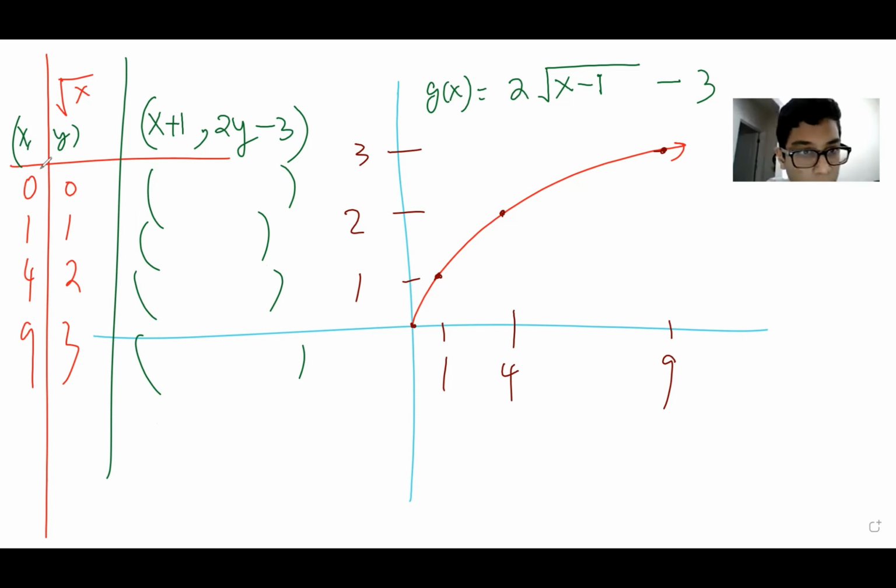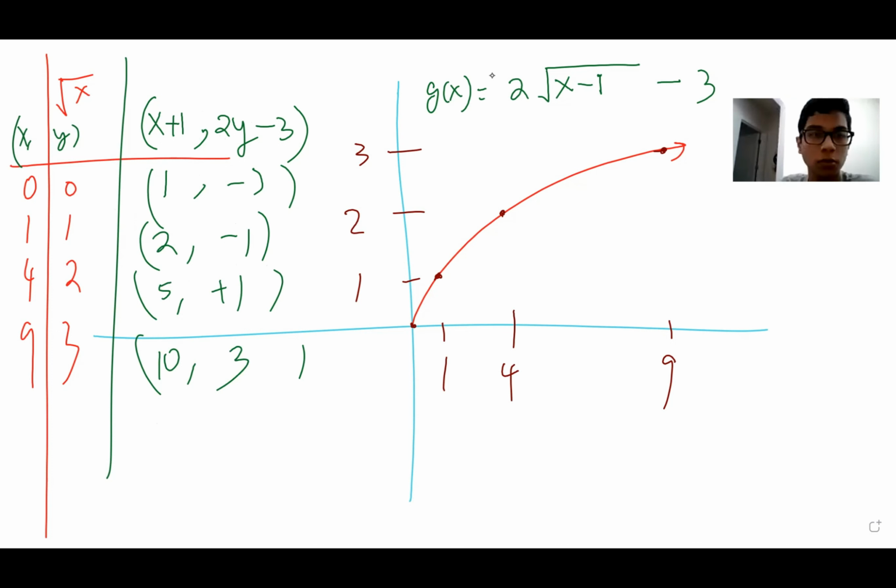So if I add 1 to 0, I get 1 here. 2 times 0 minus 3 will be my first point. And second will be 2, and 2 times 1 minus 3 is minus 1. And here 4 plus 1 is 5, and 2 times 2 is 4, 4 minus 3 is 1. Then 9 plus 1 is 10, 3 times 2 is 6, 6 minus 3 is 3. So if I plot these points, then I could actually sketch it, right? This is one way of doing it, just getting image points. Is that clear?